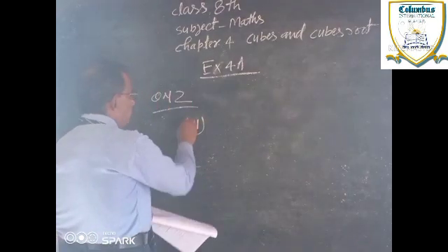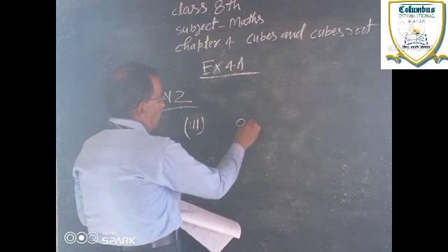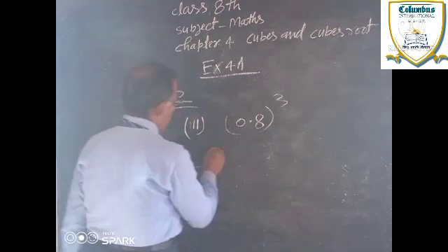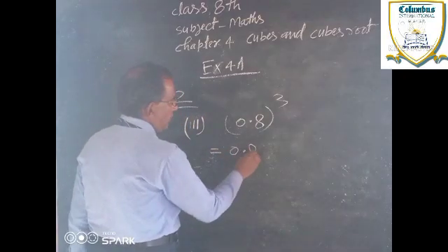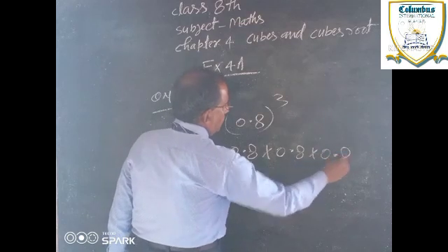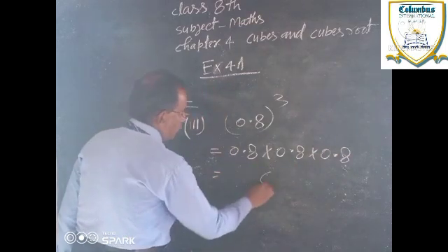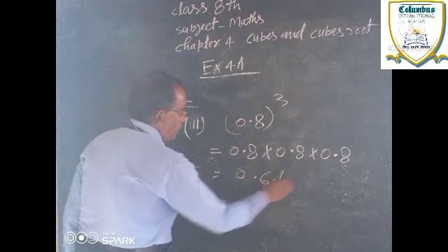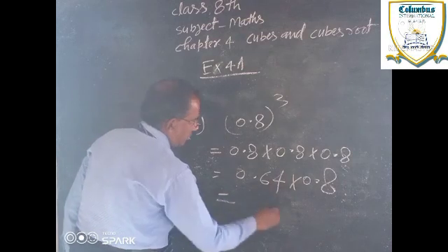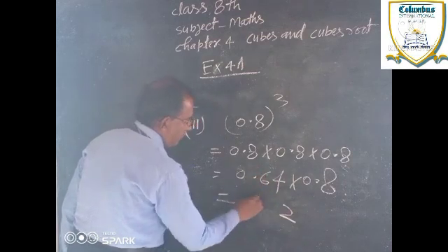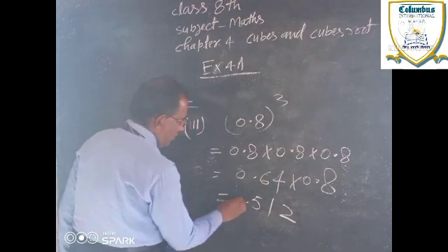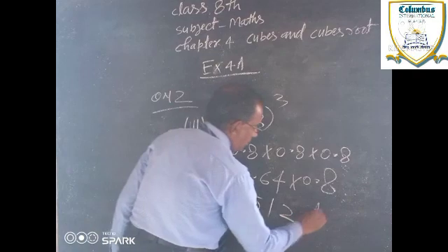Third question, 0.8 cube. 0.8 into 0.8 into 0.8. 8 8s are 64, into 0.8. 8 4s are 32, 8 6s are 48, and 3 is 51, and we put the decimal after 3 digits, that is 0.512 is the answer of this question.